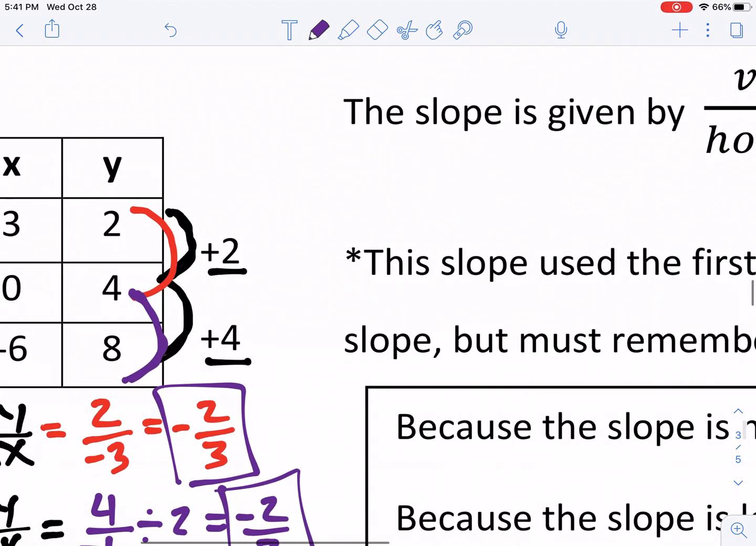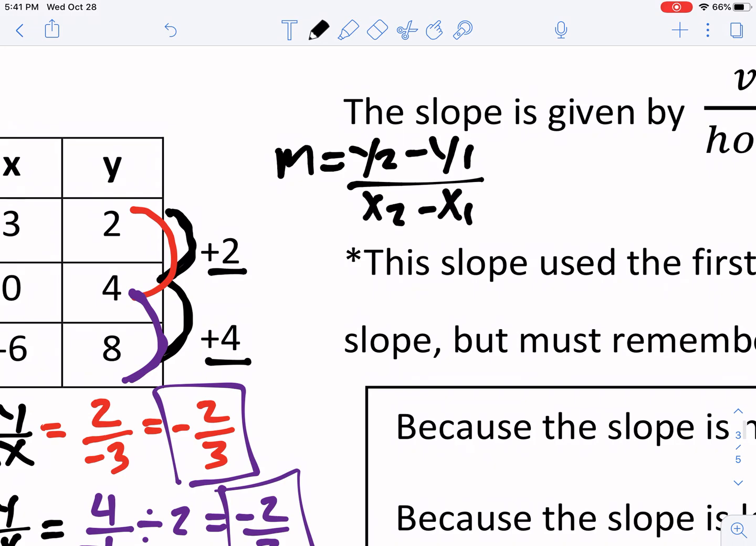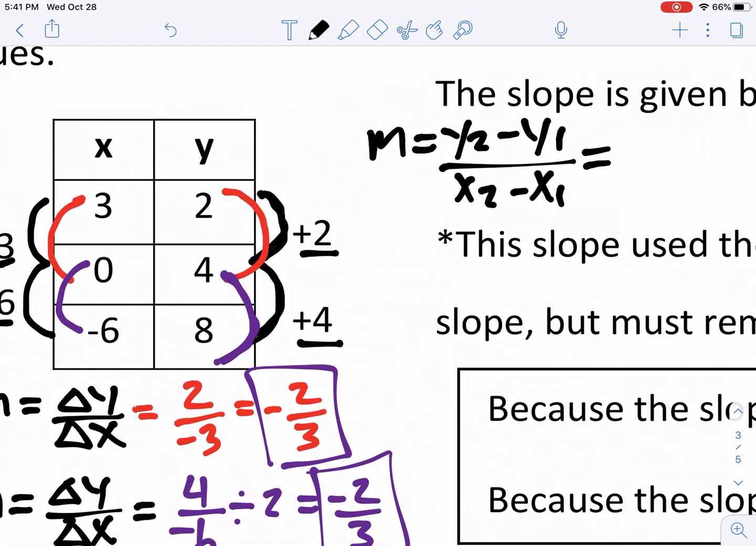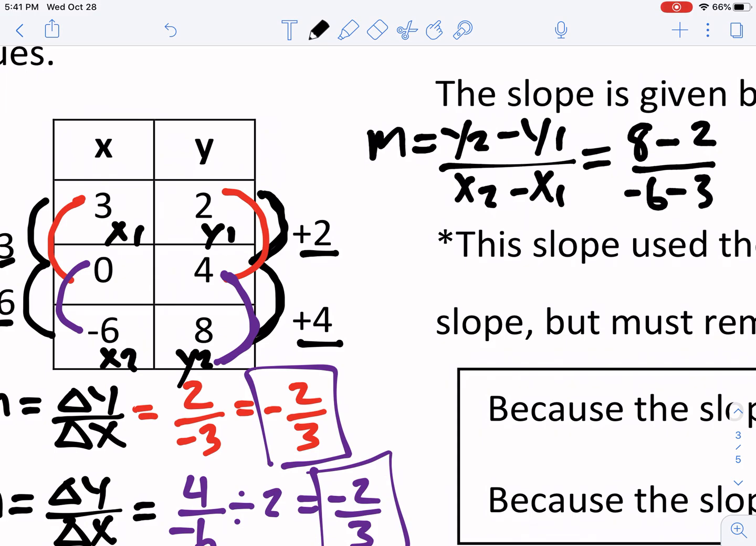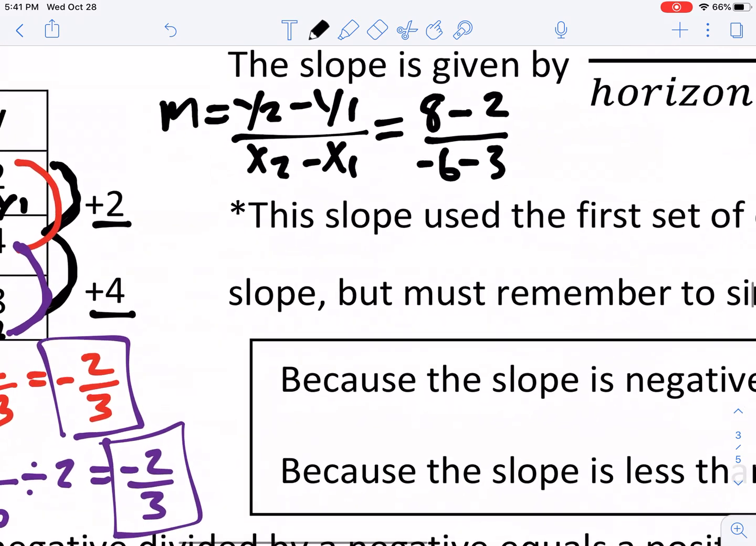Again, we can also apply the formula, m equals y2 minus y1 all over x2 minus x1, if you feel more comfortable with that. You just need two sets of points. For instance, let's say I call this x1, and it doesn't matter, let's call this x2. Then if this is y1, let's call this y2. With that in mind, my y2 would be 8 minus my y1 of 2, all over, what's my x2? Negative 6 minus 3. We should come out to have the same answer here. 8 minus 2 is what?